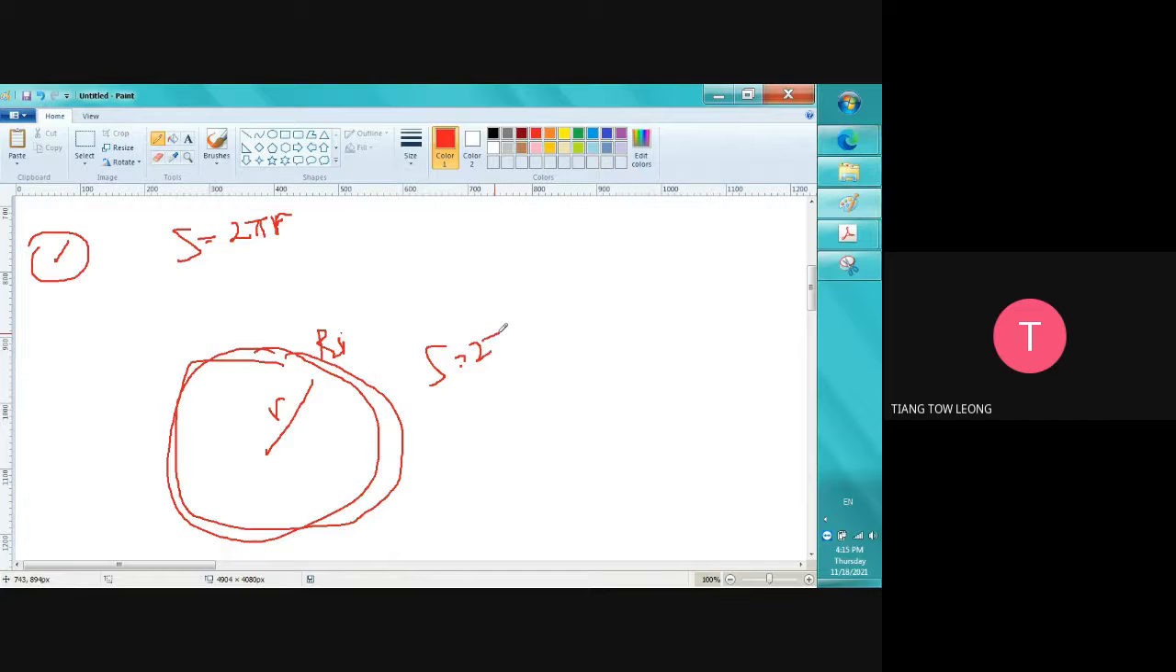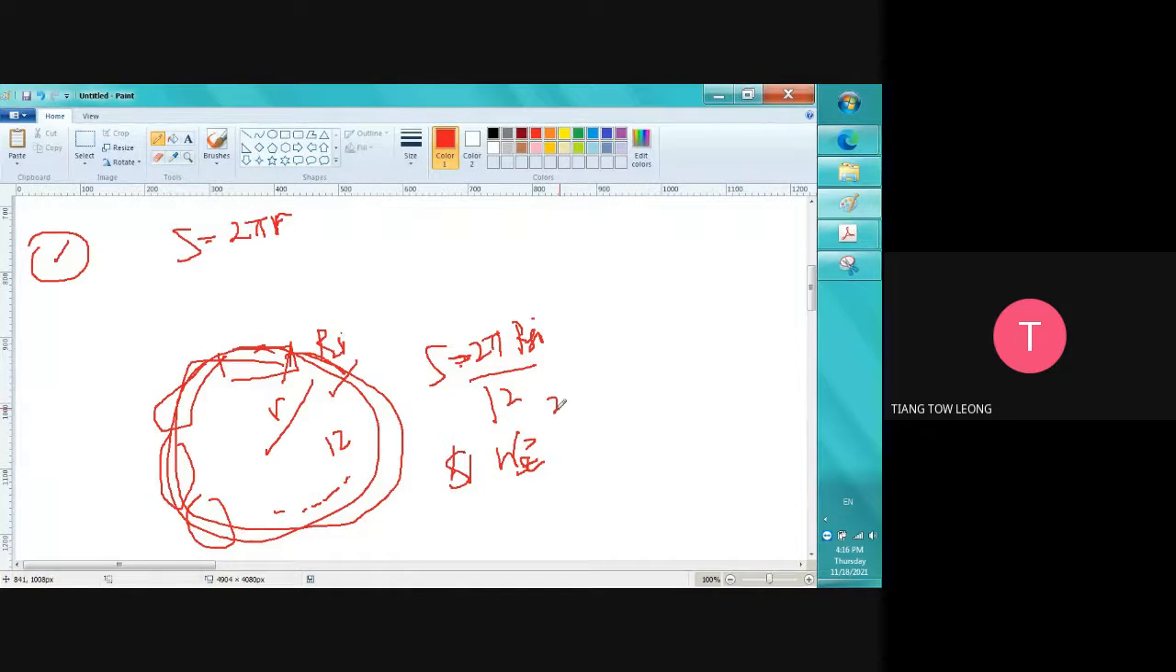S equals 2 pi RSI. And then how many slots do we have? Because we have a lot of teeth, right? 1 tooth, 2 teeth, 3 teeth, 4 teeth, until 12 teeth. So only this length, we use the whole perimeter divided by 12 slots. This is the arc. That's why, let's say WST is equal to 2 pi RSI divided by the number of slots, which is 12.